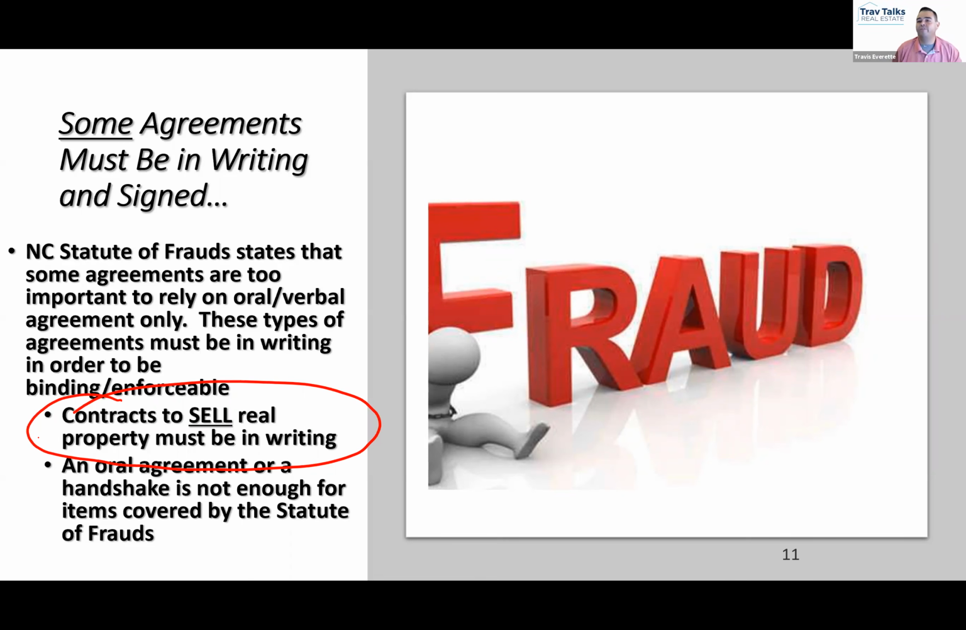Do we have a contract, folks? No. It doesn't matter how compelling Michelle's evidence is. The judge is not even allowed to entertain it because that agreement is covered by what law? The statute of frauds.